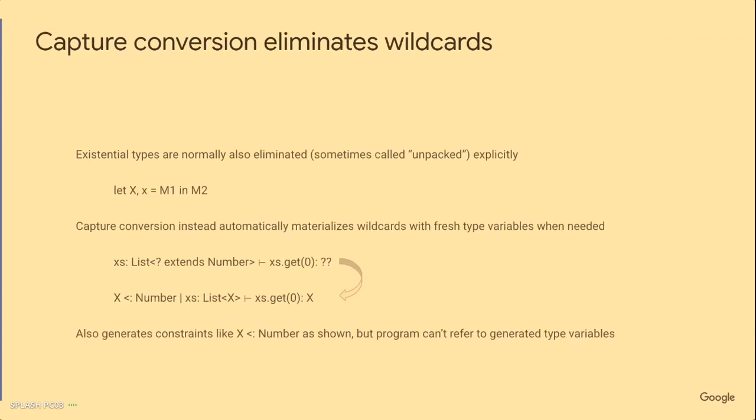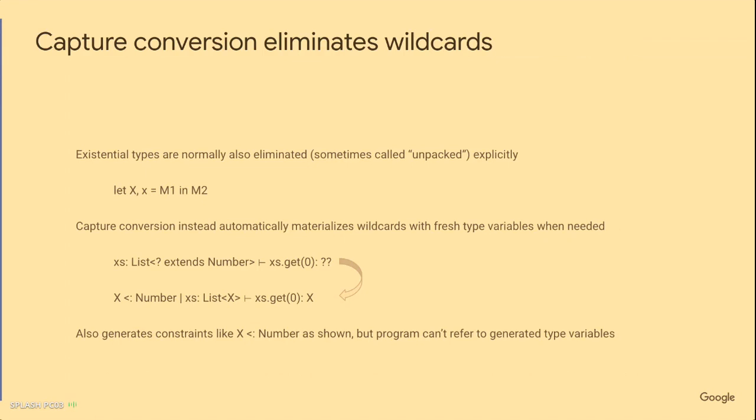All right. Now, dually, we want to also eliminate wildcards, right? And so again, if we look at the literature for existential types, there's usually an elimination form, like a let binding or something. And it's pretty nice actually, because you can refer to the type variable here in the second expression. But again, you saw this coming in Java. We don't have that. Instead, Java has capture conversion.